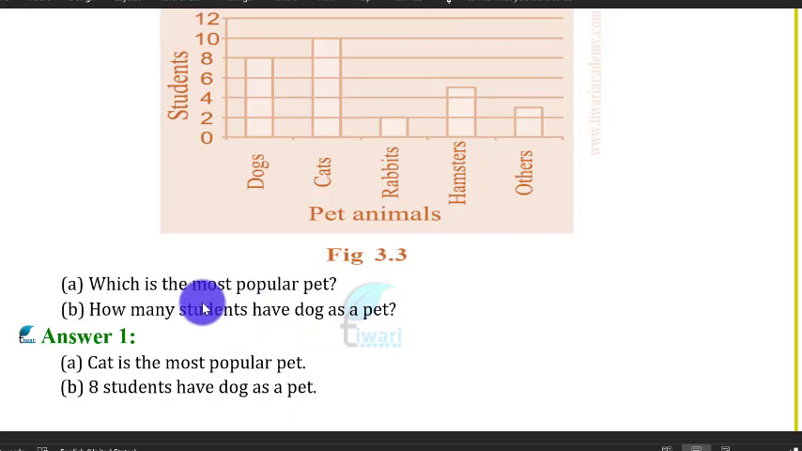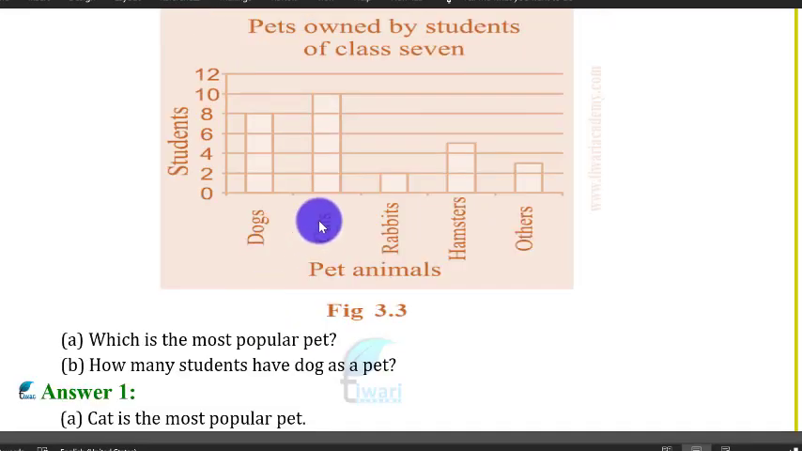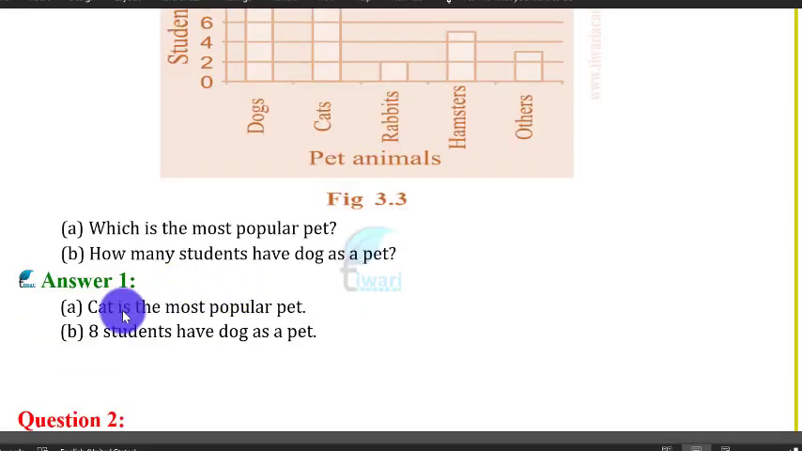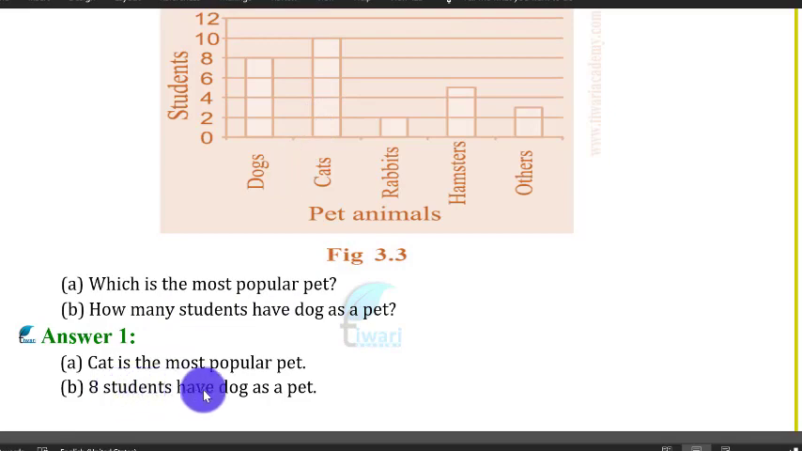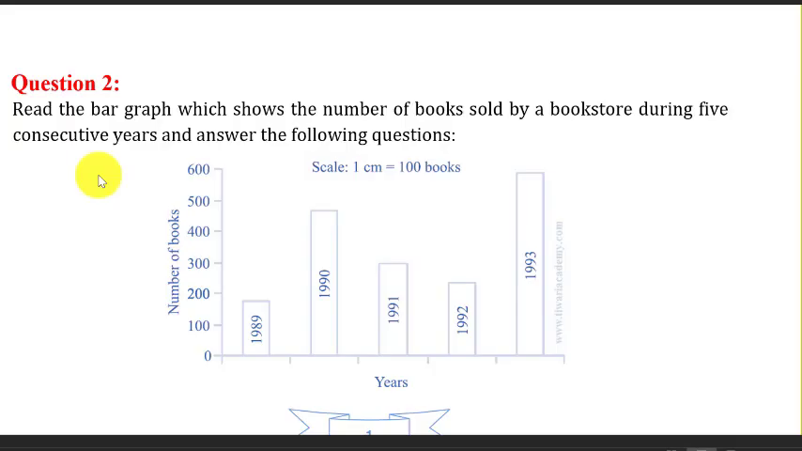Which is the most popular pet? By seeing this bar graph, we can say that cats. Cat is the most popular pet. And for the second question, how many students have a dog as a pet? Here, 8 students have a dog as a pet. Now we can solve question number 2.